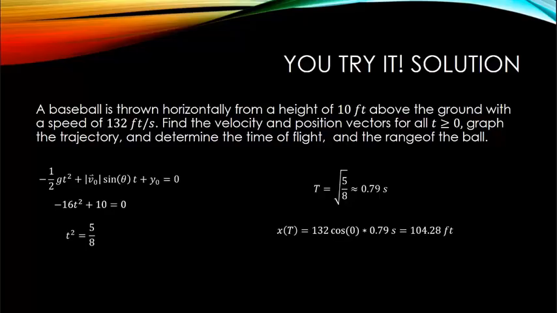My range of my baseball is x of capital T. This means I have 132 times the cosine of 0 times 0.79 seconds. That gives me a total range of 104.28 feet. This is how we work with two-dimensional motion when the only force that's acting on my object is the force due to gravity. Be sure and let me know if you have any questions.